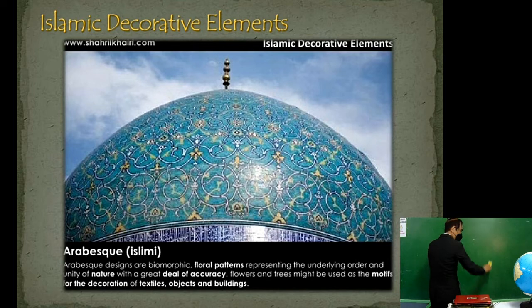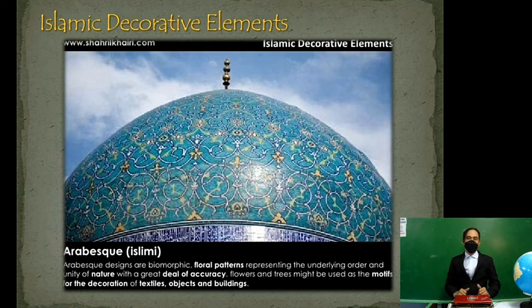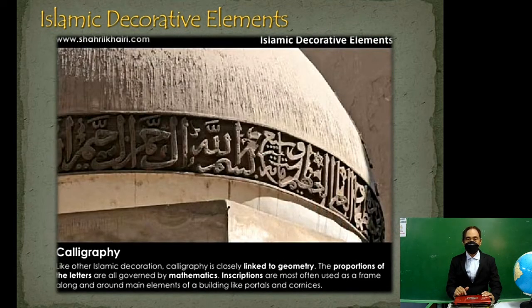The arabesque motif or Islimi arabesque design are biomorphic, floral patterns representing the underlying order and unity of nature with a great deal of accuracy. Flowers and trees might be used as the motifs for the decoration of textile objects and buildings. So the arabesque motif is somewhat floral. The calligraphy motif or calligraphy design, like other Islamic decoration, is closely linked to geometry. The proportions of the letters are all governed by mathematics. Inscriptions are most often used as a frame along and around main elements of a building like portals and cornices.